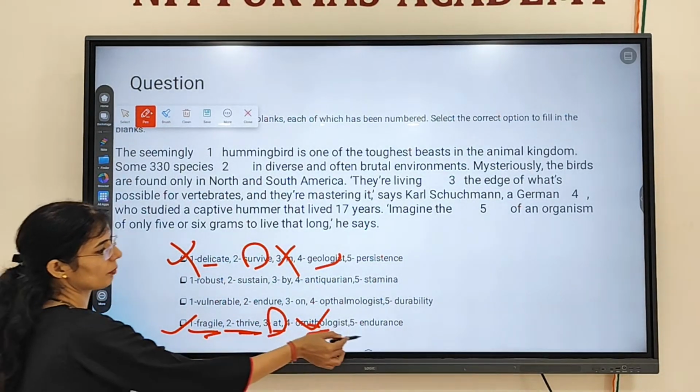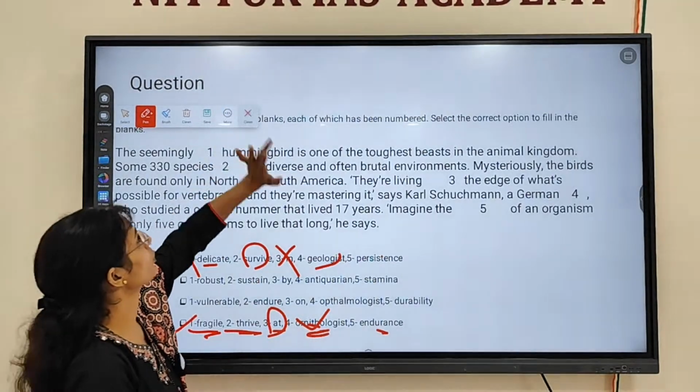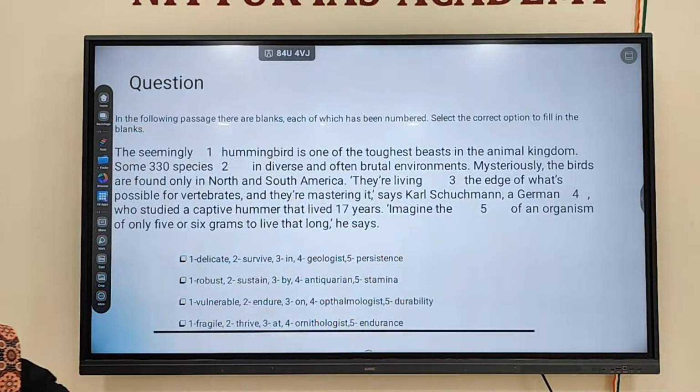Correct. So maybe the fourth one also correct. At least we should be sure of at least two. Minimum two we should be 100% sure. Third should be 50-50. Then we can skip the fourth one and we will be very sure of the answer.